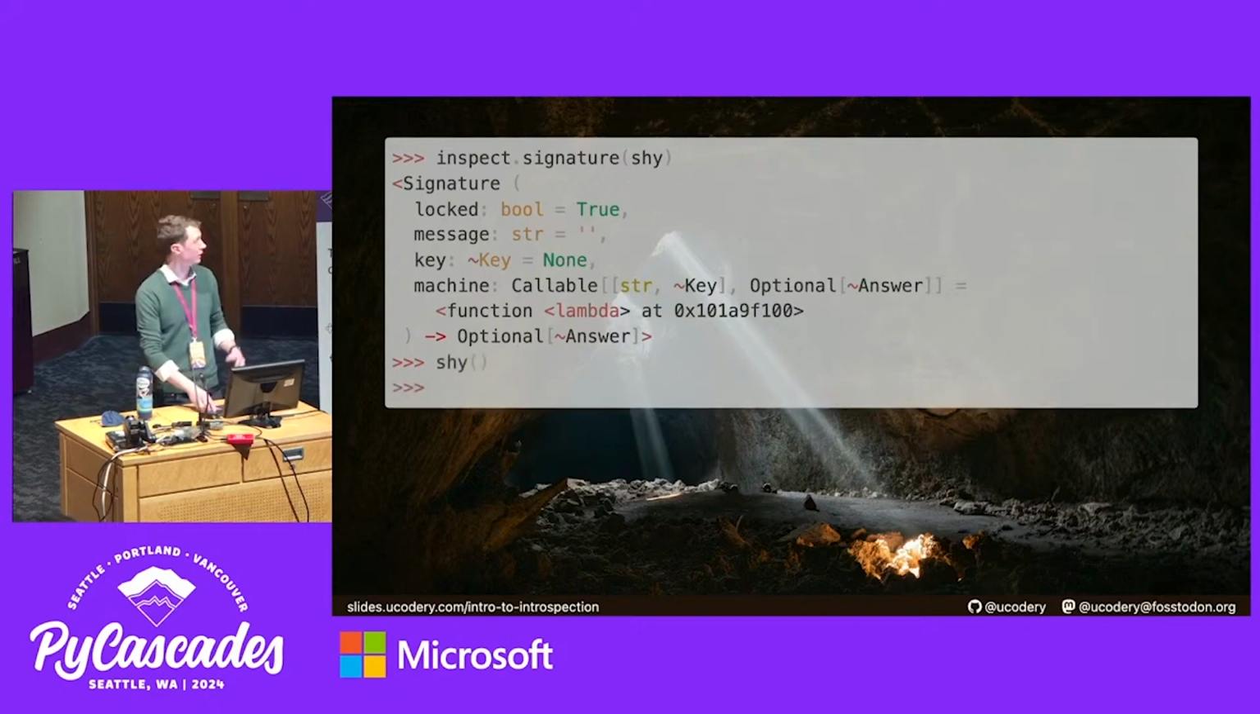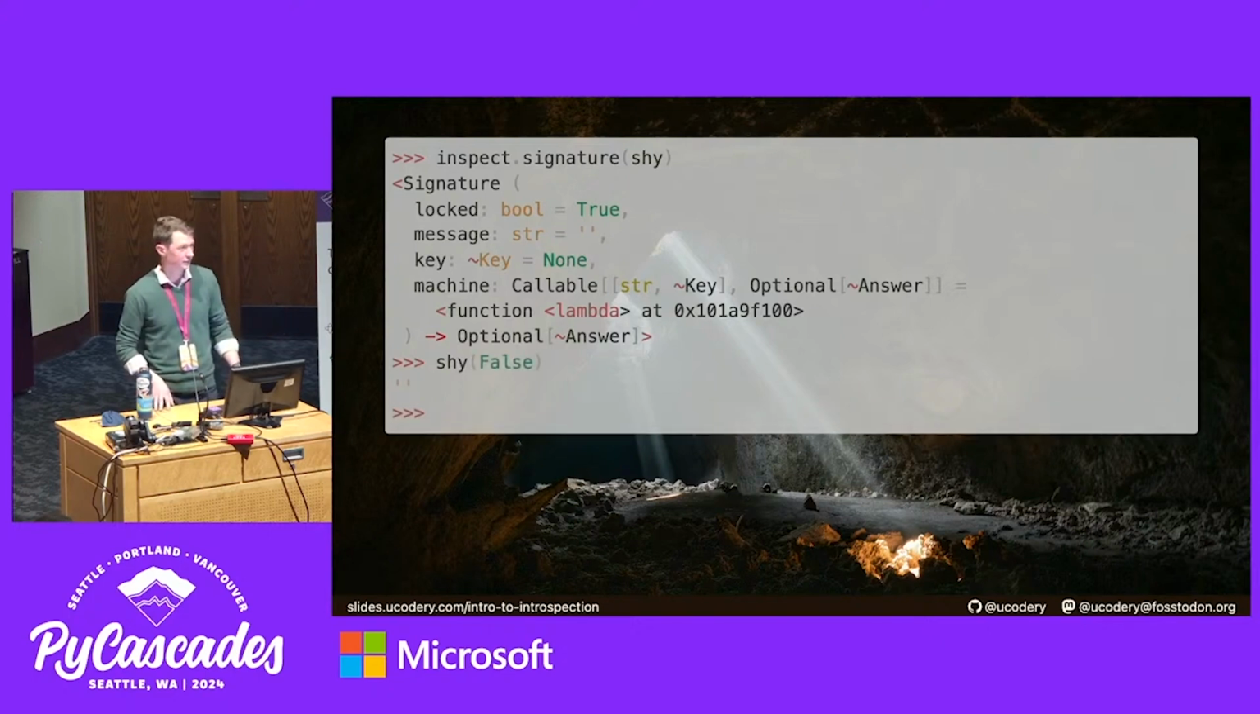So before we called shy, we got no answer. But it appears to be locked, so we could try unlocking it. We still don't get an answer, but we get a different no answer. Next, it wants a message. So we could try passing hello, but it's not saying anything. I'm not sure if anyone caught, but on the last slide, we saw that shy has attributes that match the names of these parameters. So if we line those up, then we start to see what maybe shy is capable of doing.